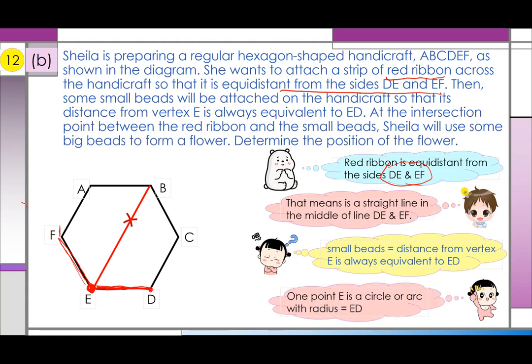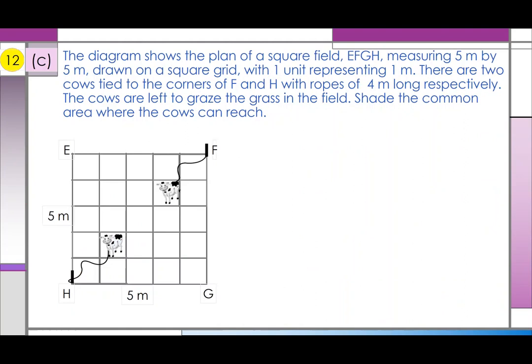Okay, one point is a circle or an arc with the radius ED. So you draw the arc. So this determines the position of the flower. So we just take the intersection here.